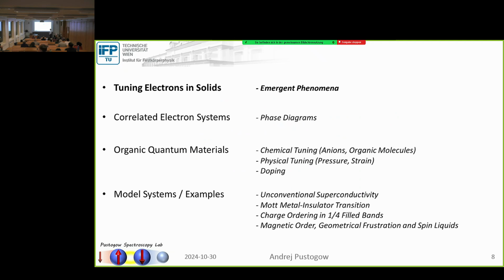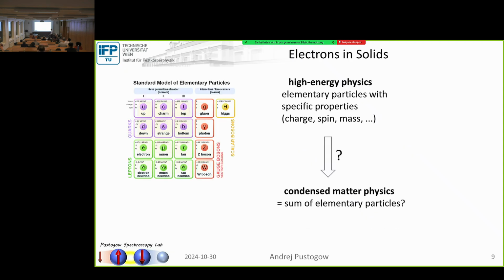Now let me quickly walk you through what is interesting about electrons in solids. Then I will show typical phase diagrams of correlated electron systems. And then the main part is why organic quantum materials are so nice, that we can study all these physics altogether. We will see how nicely tunable they are. One can chemically tune them, physically tune them, apply doping, which is not that big in these materials, but still possible nowadays. And then I will show some examples of correlated electron phenomena, which are nicely studied with the organics.